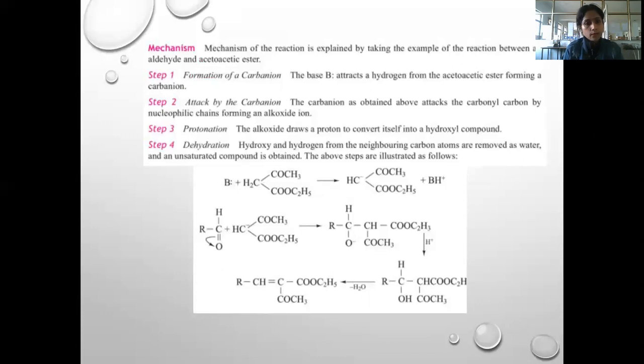Now let us see the mechanism. It's the same. Just a minute.